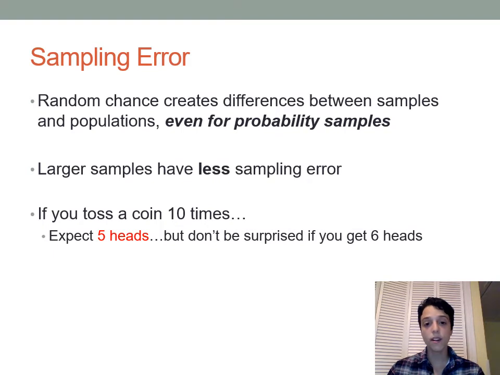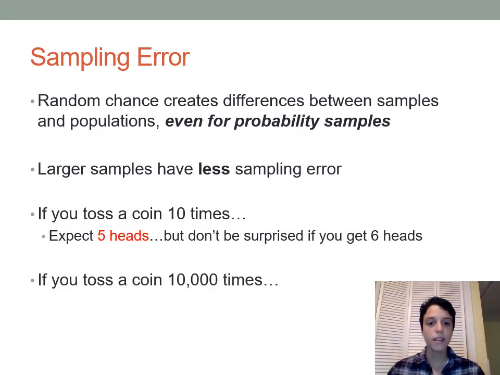So samples are always drawn from a random process. This means that there's random chance involved. And what this means is that the characteristics of a sample often differ from the characteristics of a population in small ways just by chance. But the bigger your sample, the less likely it is that your sample is going to be really far off. So let's say you tossed a coin 10,000 times. You'd expect to get 5,000 heads, right? Still a 50-50 chance.